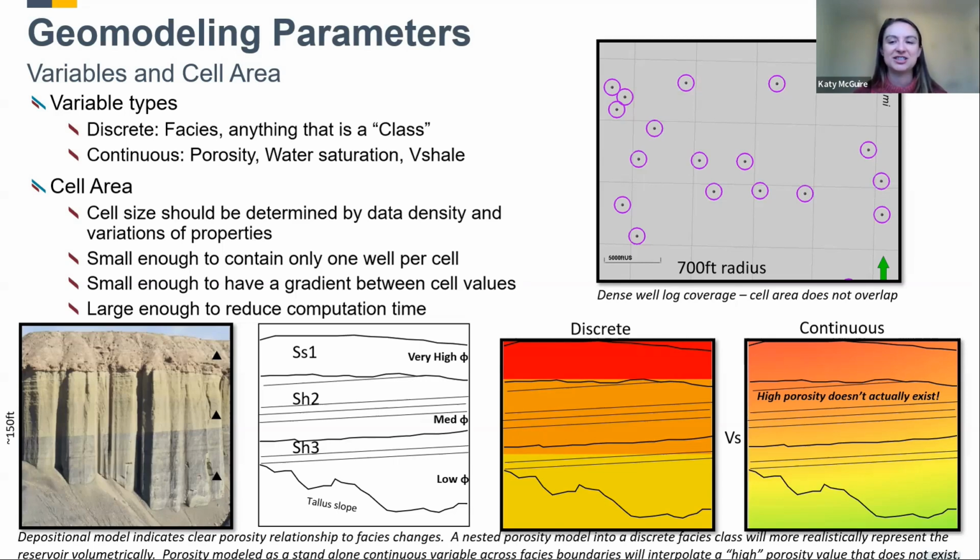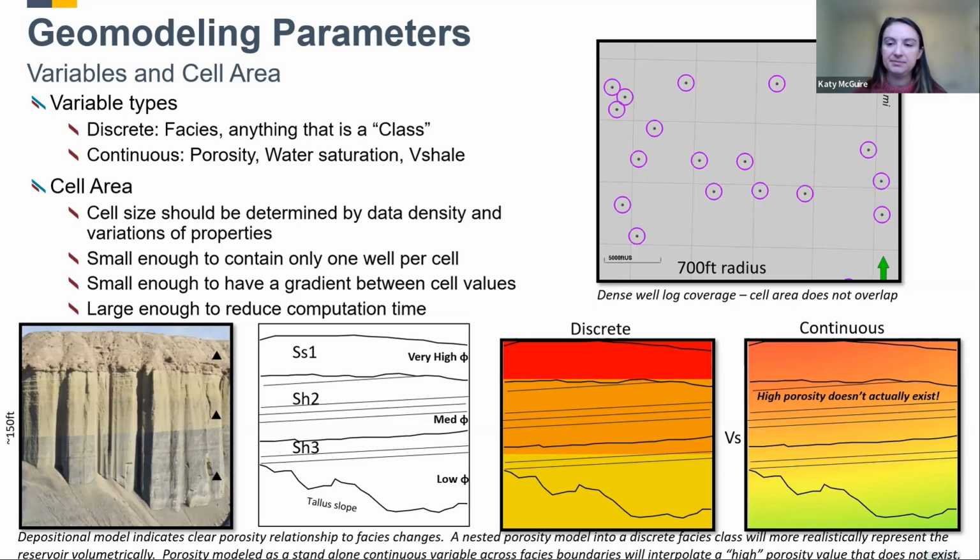So to illustrate this concept, I have an outcrop model that can be interpreted into 3 units with porosity measurements, and how porosity will change in the outcrop model if modeled as a continuous property or nested into a discrete property like a facies. So the discrete method, so we have this outcrop. I have a sandstone 1, a shale 2, shale 3 with measurements. We have very high porosity in the sandstone, medium porosity in shale 2, and low porosity in shale 3.